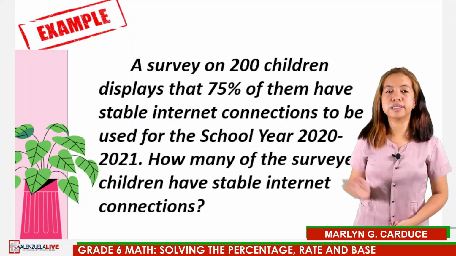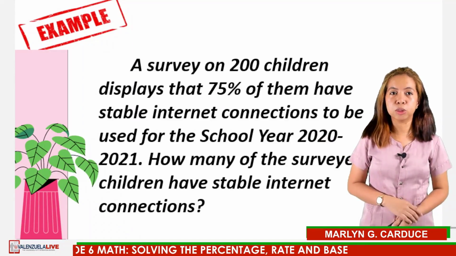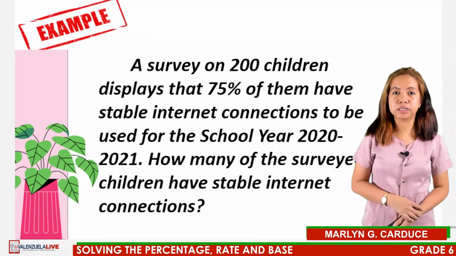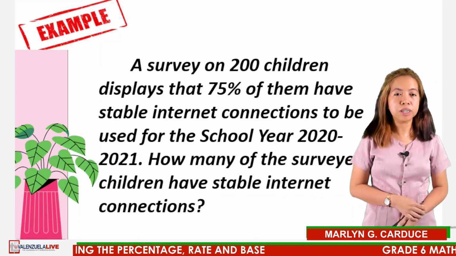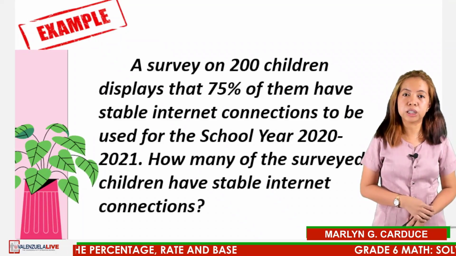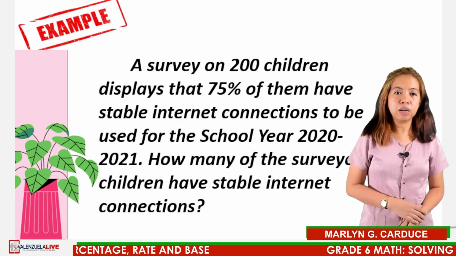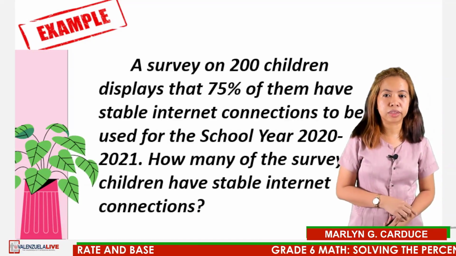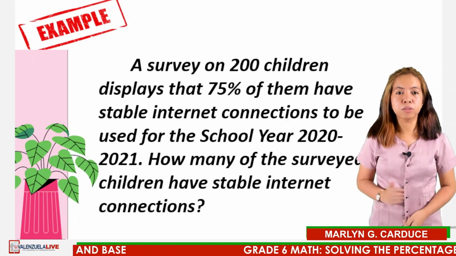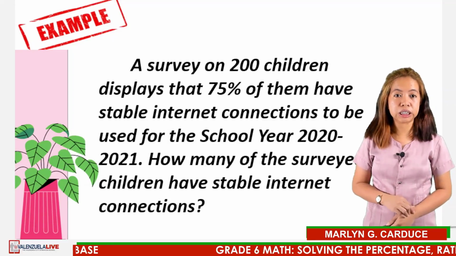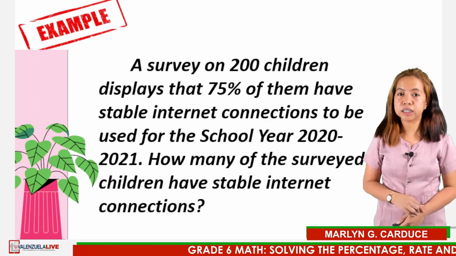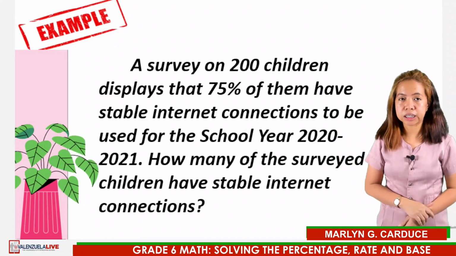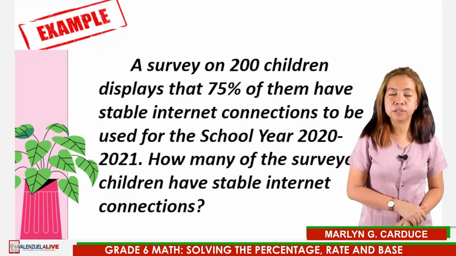So let's have this first example. A survey on 200 children displays that 75% of them have stable internet connections to be used for the school year 2020 to 2021. How many of the surveyed children have stable internet connections? In this problem, we are looking for the number of surveyed children that have a stable internet connection. We have the given 200 children and 75%.